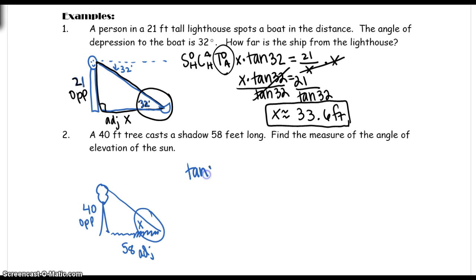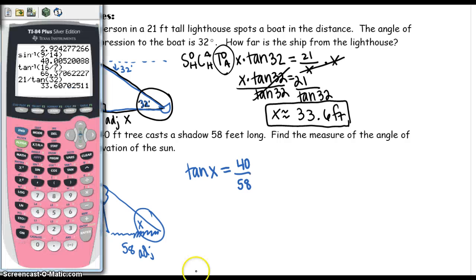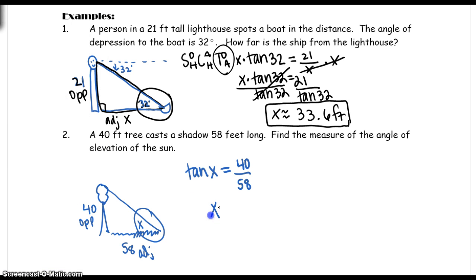So we're going to have the tangent of x equals the opposite, which is 40, divided by the adjacent, which is 58. Now I can't type tangent x into my calculator, so that's my tip-off to know that I have to do inverse. So we hit the second and then we hit the tangent key and we type in 40 divided by 58. Now in my class, whenever we do angles, we round to the nearest degree. So looking at this 5 right here will round this 4 up to a 5. So this is going to be about 35 degrees. So x is about 35 degrees. That's our angle of elevation to the sun in this situation.